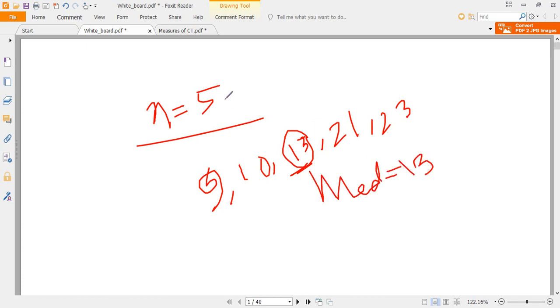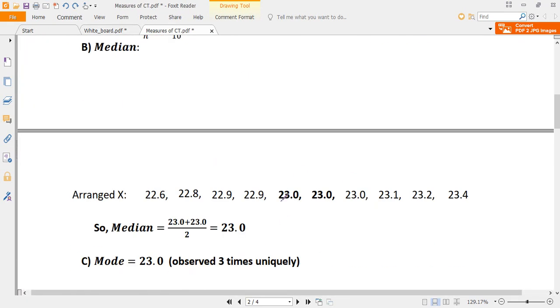And when n is even, we have to take the average of the middle two values, which I already showed here. We divide the whole data into two sets, then take the average of the middle two observations when n is even. In this case n was 10.